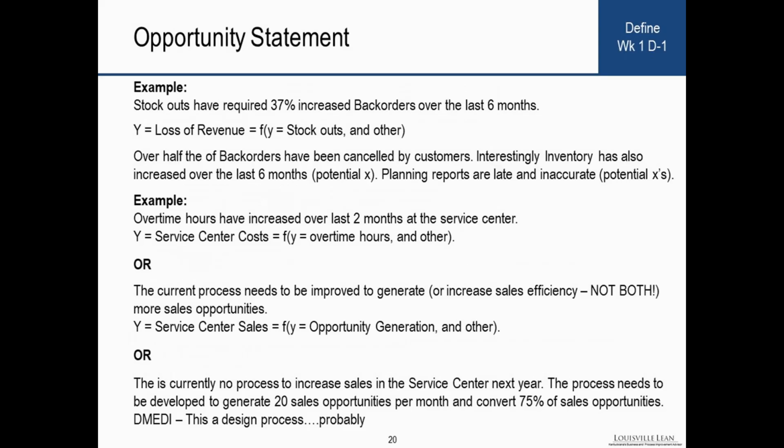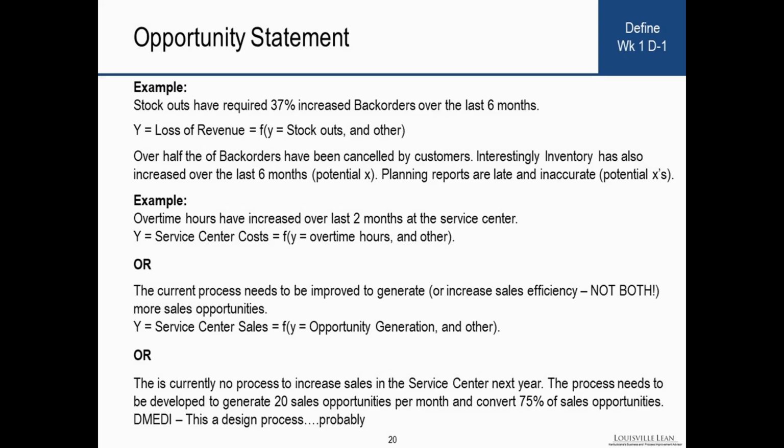But remember, it was loss of revenue. That's the big Y. I don't mind restating the big Y. And then the little y, the function y the transfer function begins with, is stockouts. So the thing that I want to measure in my process is the number of stockouts I have, realizing there may be other things that lead to loss of revenue, but the one we're focusing on is stockouts. And then we say we have more information. Over half the back orders have been canceled by customers. What happens then? Well, that's the revenue loss, right?